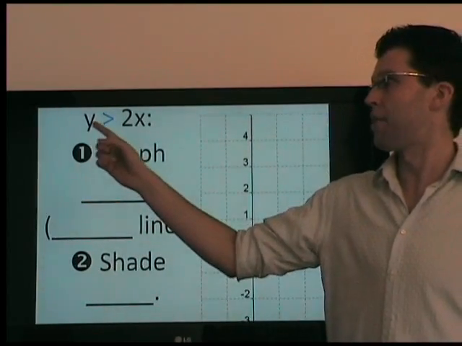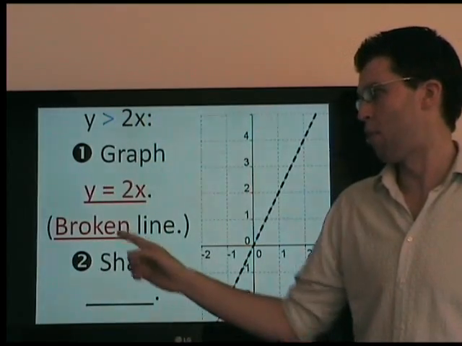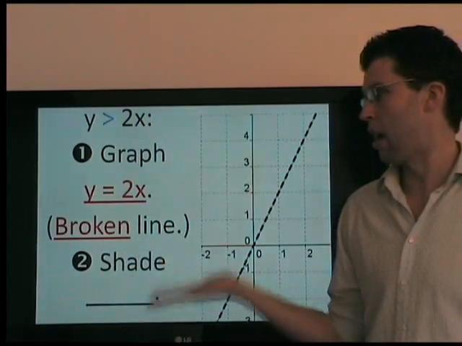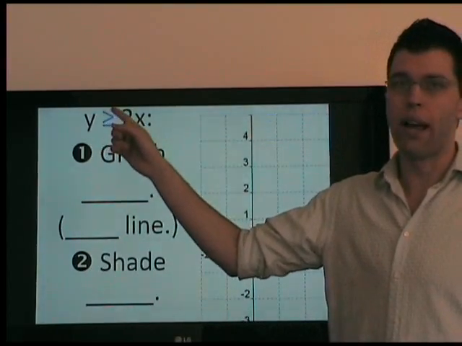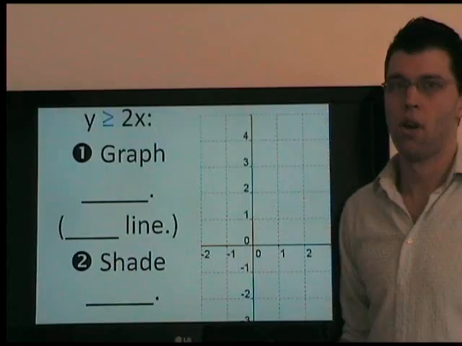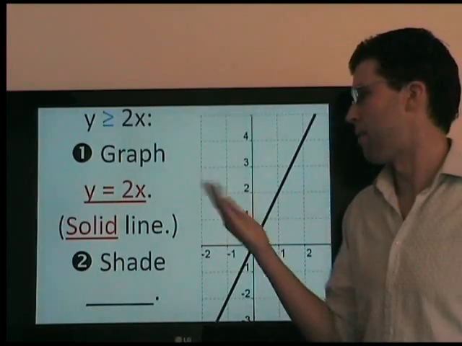To graph y is greater than 2x, we graph, again, this equation as a broken line, and we shade above. To graph y is greater than or equal to 2x, we graph y equals 2x as a solid line and shade above.